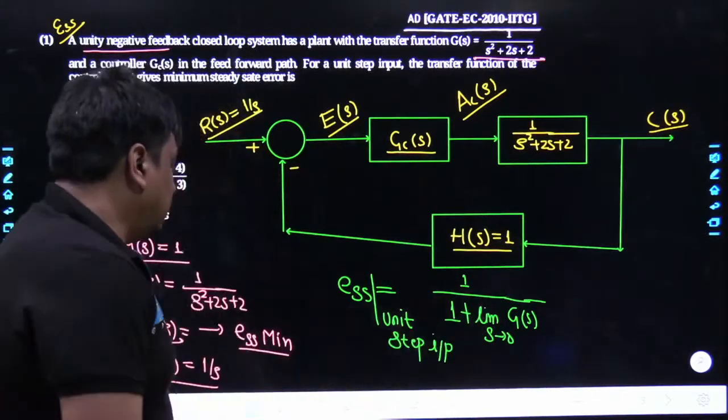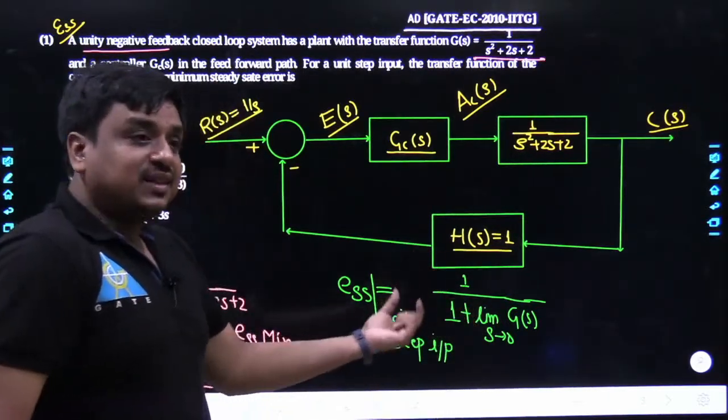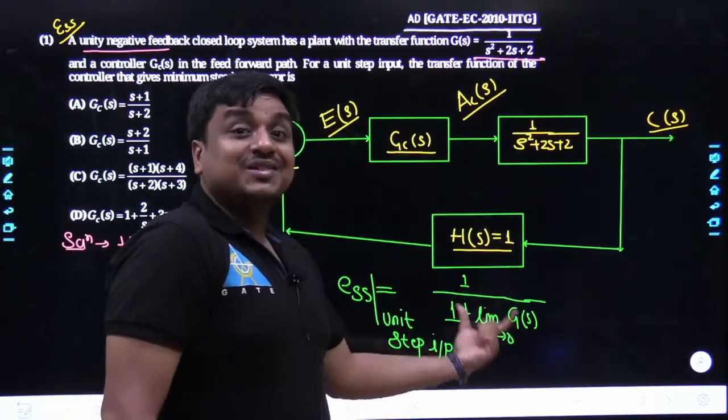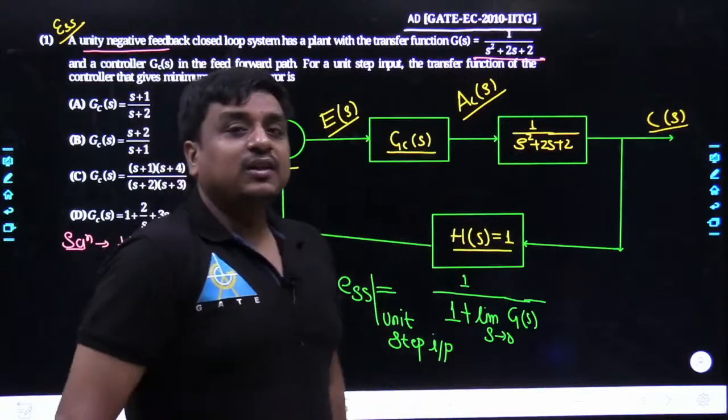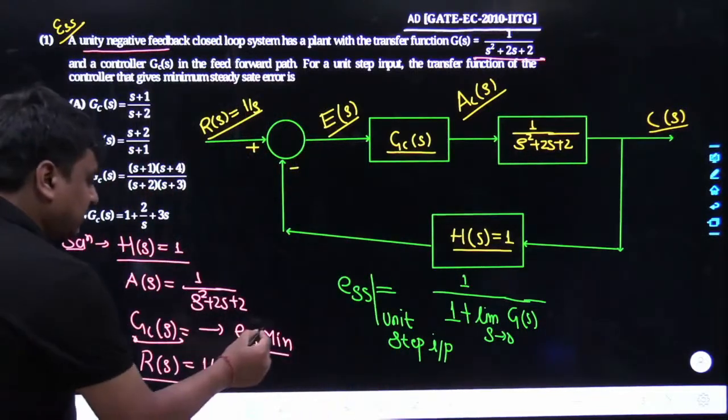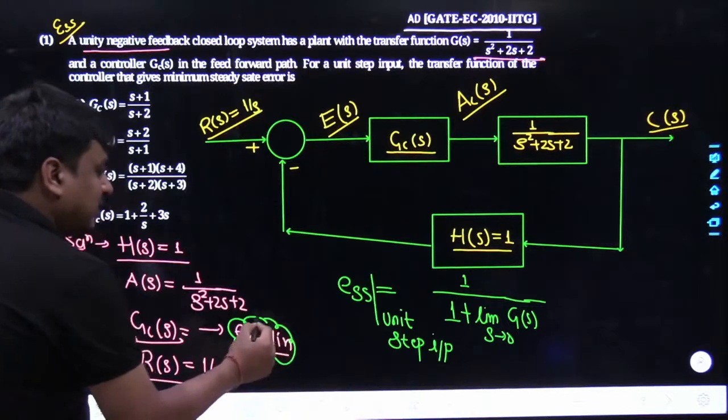So what I would do? I would keep the G of S such that this factor would be maximum. If this factor is maximum, which is coming towards the denominator side, definitely this factor would become 0 or minimum, and that is what my basic intention is.